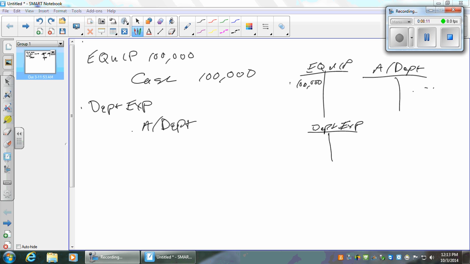Okay, so what are the methods? What's the one that you've used so far? Straight line. Okay, so let's say that the cost of the equipment is $100,000, which it is in the example I just gave you, right? That's the cost. Okay, very simple. You take away a salvage value or a residual value, which means what?